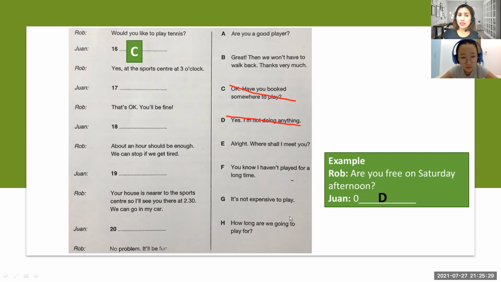My answer is that's okay, you'll be fine. So maybe you said something not really good. You know, I haven't played for a long time. That's okay. You'll be fine. How long are we going to play for? About an hour should be enough. We can stop if we get tired.